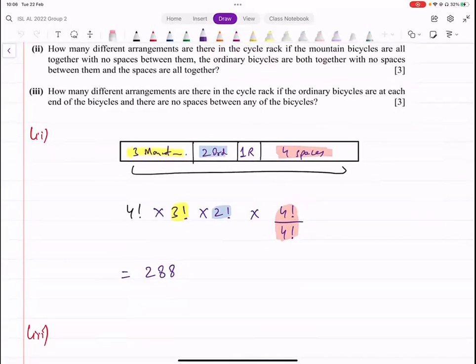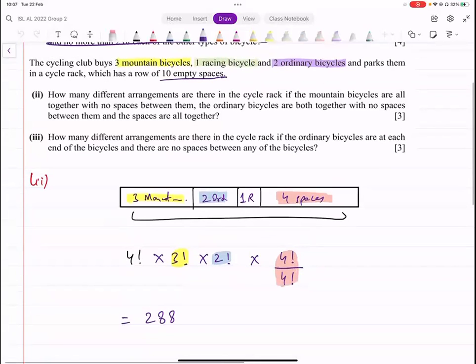Okay, how many different arrangements? Okay guys, let's do this last part and then we end. How many different arrangements are there in the cycle rack? If the ordinary bicycles are at each end of the bicycles and there are no spaces between any of the bicycles.